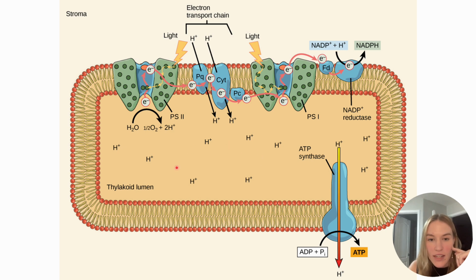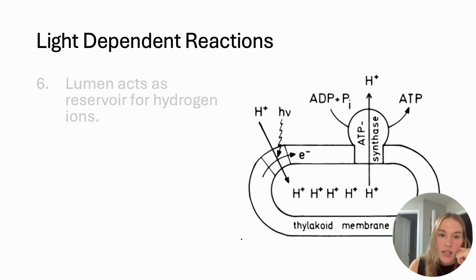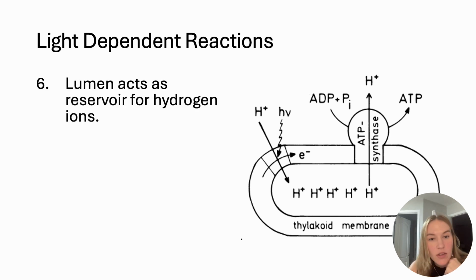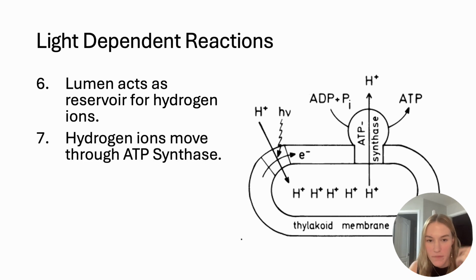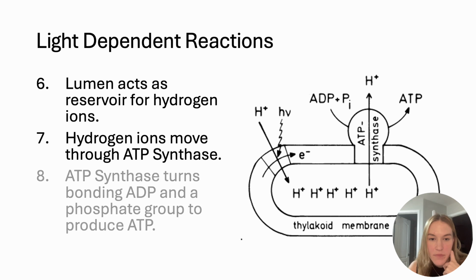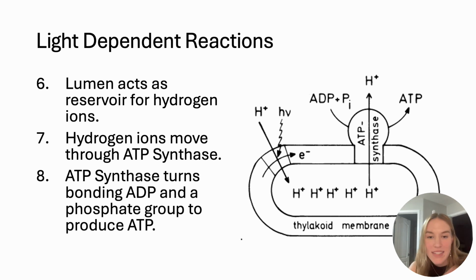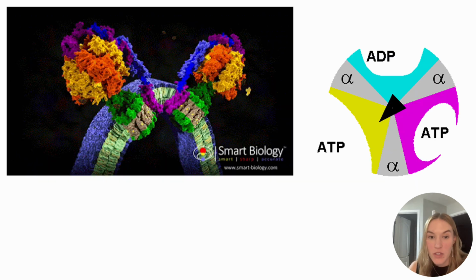Now we can take advantage of this high concentration to make ATP. So how does this work? Well, it's actually a super cool mechanism. Like I was saying, the lumen now is going to act as a reservoir for hydrogen ions, aka protons. Then the ions are going to move through an enzyme called ATP synthase. ATP synthase is going to turn, which will bond ADP to an inorganic phosphate to produce ATP. Let's see how this works.